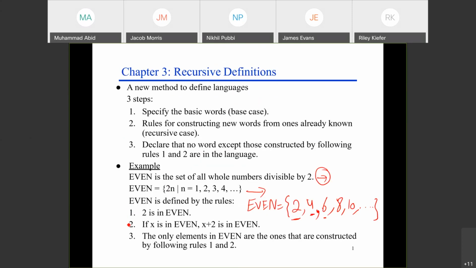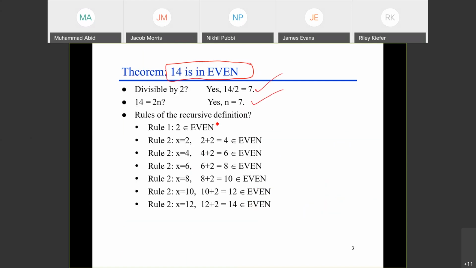So these are the rules. So now apply that and see if you are able to generate all possible words. So rule 1, 2 is part of the even. Rule 2, just x is equal to x plus 2 and add that, and this will be part of the even, and you reach to 14, and you see that with all these transitions, 1, 2, 3, 4, 5, 6, 7 number of transitions, you reach to the 14 and you prove that 14 is part of the even, and this is good. This number is part of this language. Okay, so this is very simple.